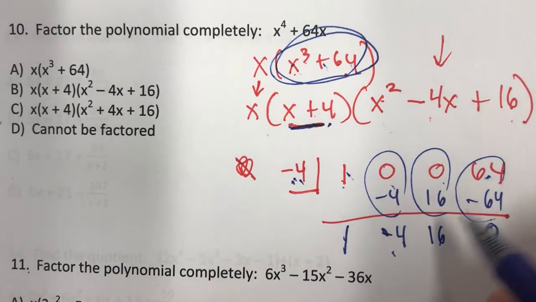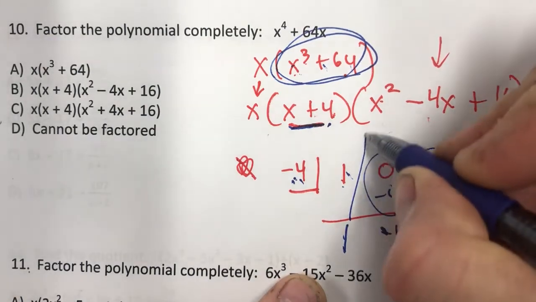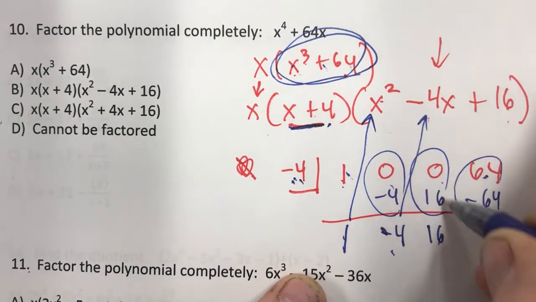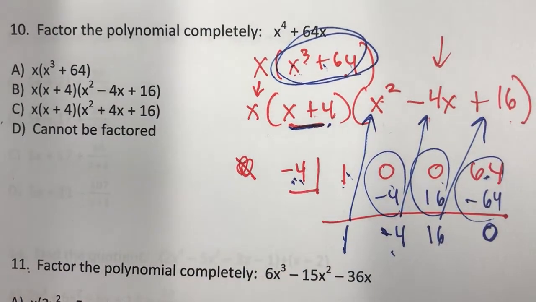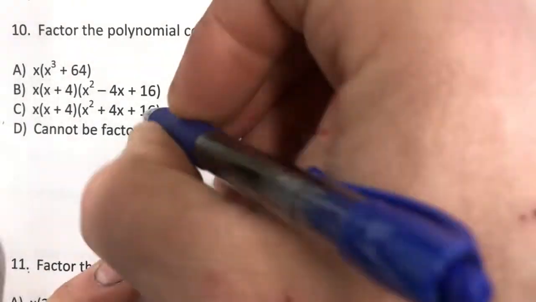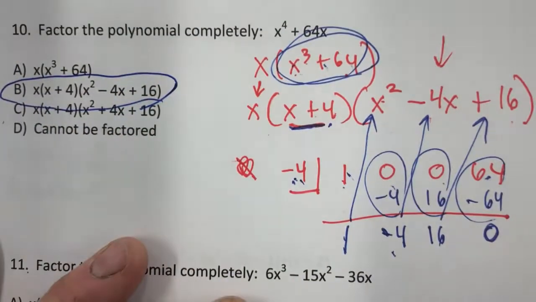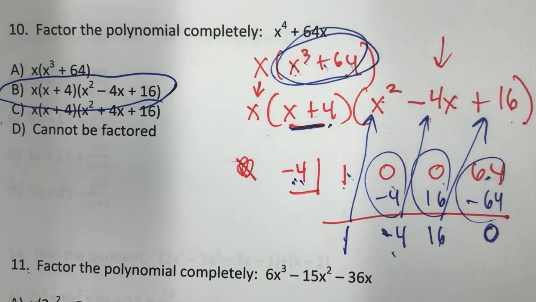Okay, which is what it's supposed to be. And so see, I got the 1x squared, I got the minus 4x, and I got the plus 16. So it looks like B. Okay.